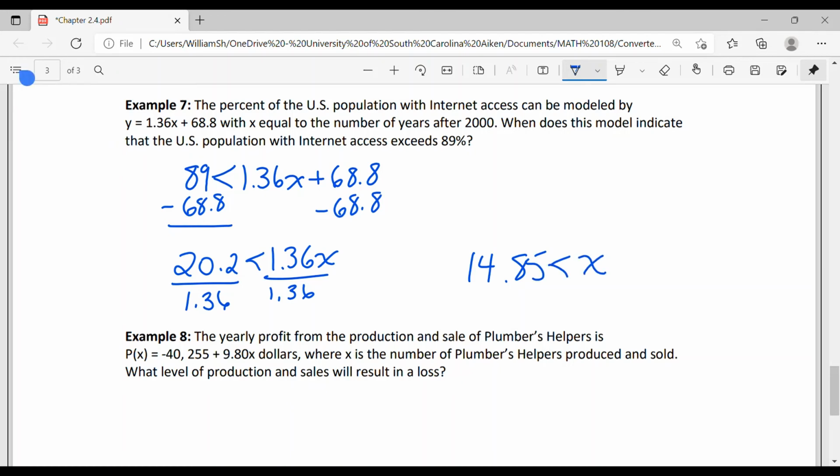Okay, so since our x is equal to the number of years after 2000, when does the model indicate the U.S. population with internet access will exceed 89%? Well, it's going to be after year 2014, right? So 2015, 2016, 2017, 2018, on and on and on, is when we will have an internet access that exceeds 89%. Does that make sense?